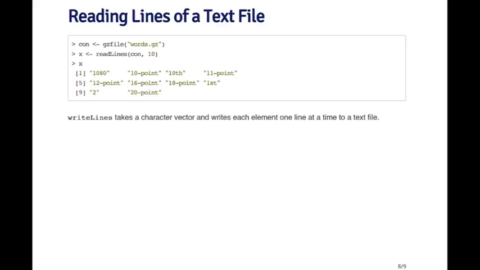And similarly, writeLines is a function that can be used to write out lines of text to a file. What you do is you pass writeLines a character vector, and each element of the character vector becomes a line in the text file.